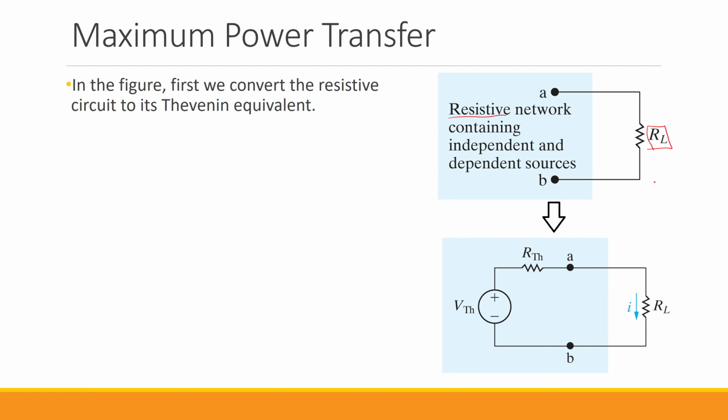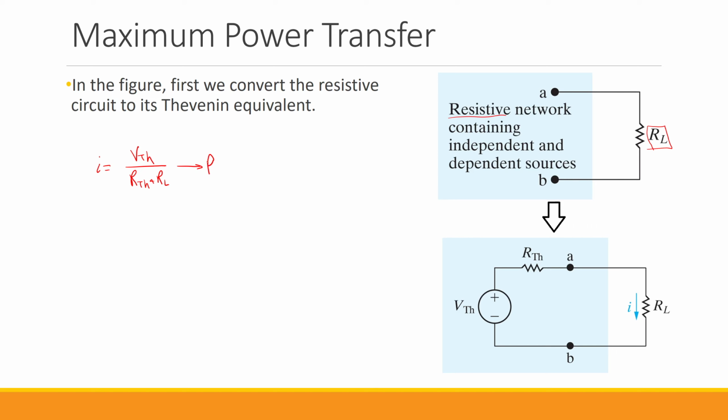So to answer that question, let's just replace this resistive network with its Thevenin equivalent. So we have VTH and RTH here. And let's just write down the equation for the power that is being provided to this RL. So to get that, first we need to calculate the current that goes through this circuit now. So the current I is going to be equal to VTH divided by RTH plus RL.